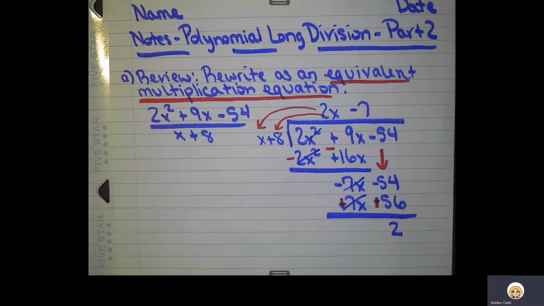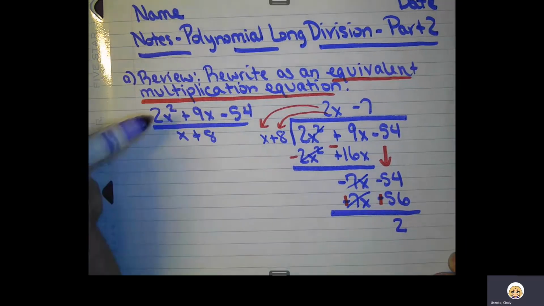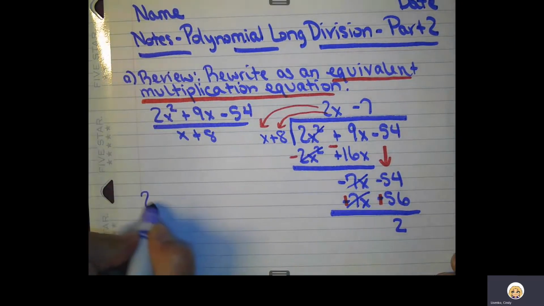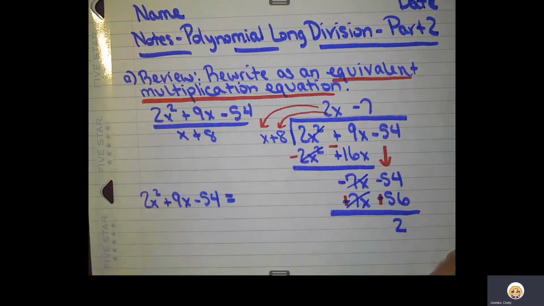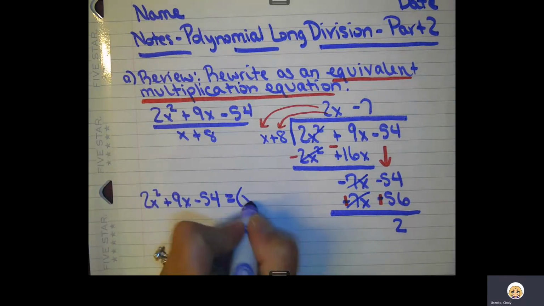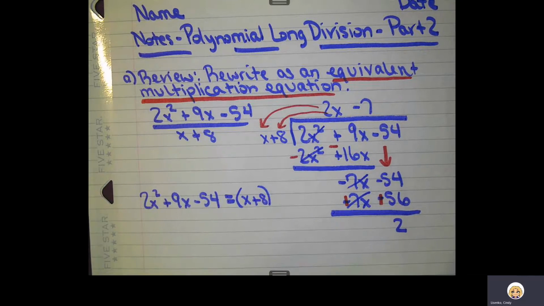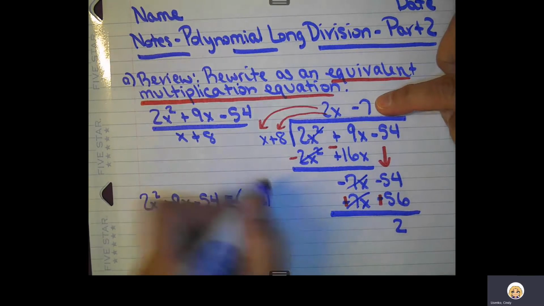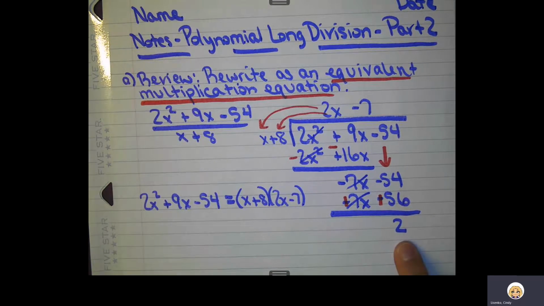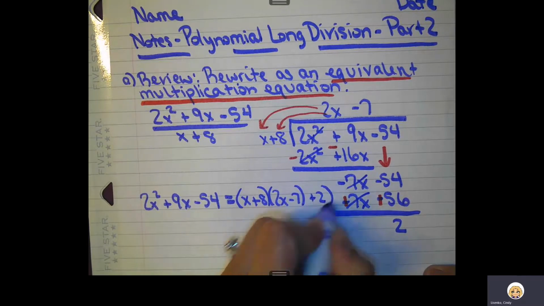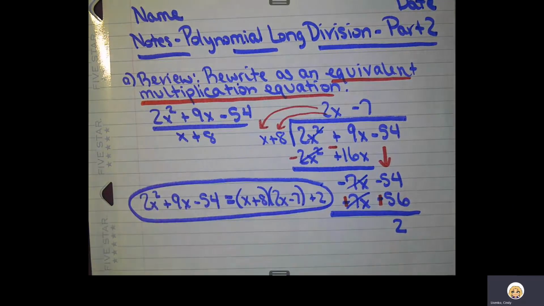Our equivalent multiplication equation is going to be, we start off with our polynomial. So we would write 2x squared plus 9x minus 54. We are going to put what it equals when we divided. So we divided by x plus 8, so that goes in parentheses. When we divided, we got what's up here at the top, so we're going to put that in parentheses next to it. If we had a remainder of 0, nothing left over, this would be our answer. But we have a positive 2 left over, so at the end of this, we're going to put a plus 2. There is our multiplication equation that's equivalent.